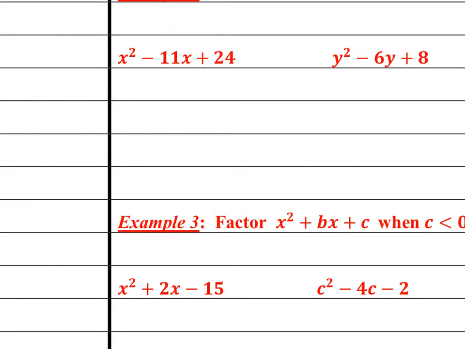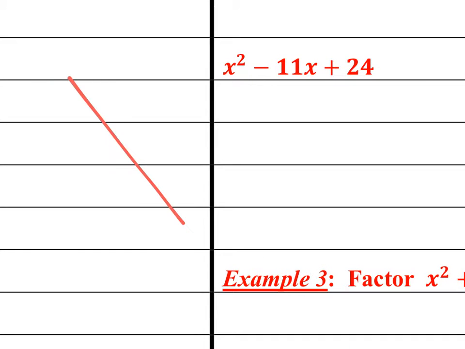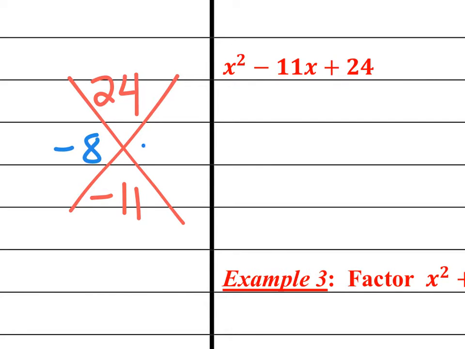We need two numbers that multiply to give us 24, but add to give us negative 11. Discuss. Negative 3, negative 8, because negative times a negative is a positive. So then whenever you break up into two binomials here, it would just be x minus 8, x minus 3.